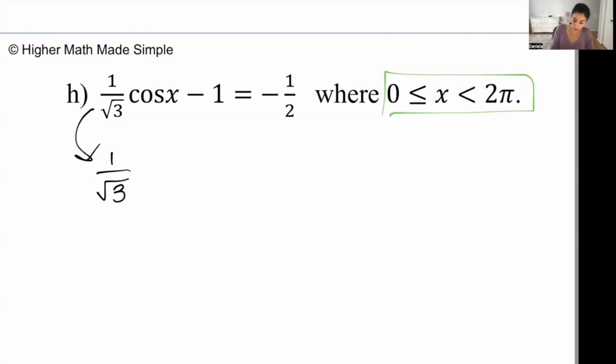So that's 1 over radical 3 times x minus 1 equals negative 1/2. If that's less scary for you, do it. Otherwise, you don't have to do the step. Just remember to put the cosine back after you're done.